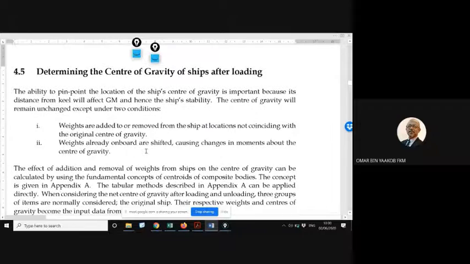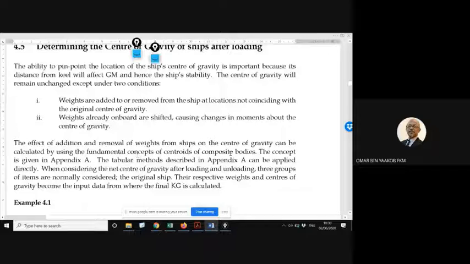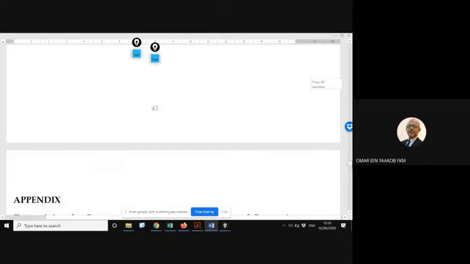The effect of addition or removal of weight on the center of gravity can be calculated using the fundamental concept of centroid and composite body. The concept is given in Appendix A. The table method described in Appendix A can be applied directly when considering the net gravity and so on. So if you go to Appendix A, I go very quickly to here. This is Appendix A.